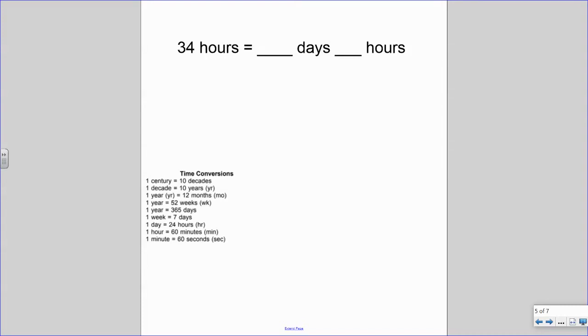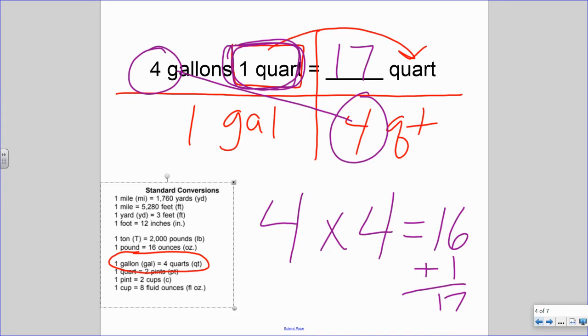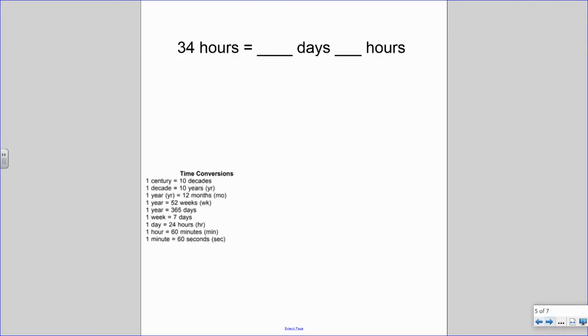All right, so we're going to kind of do the same thing, but just in reverse. Before, we were taking a combination of units, in this case, gallons and quarts, and breaking it down into quarts. Now we're going to start with hours and kind of clump them together into days, and we might not have an even number, and our remainder will end up being still in hours.